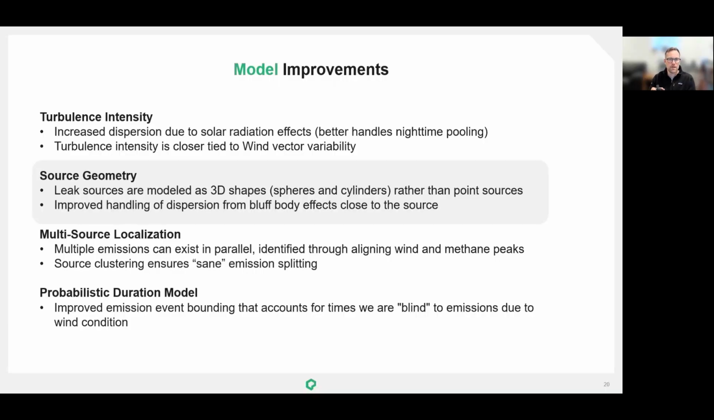So the next one is a little less intuitive, I'll say. In a perfect world, we'd have a full 3D model of a facility, and we'd run CFD, like I was saying, to simulate every little bluff body interaction and every leak's initial velocity and direction. But obviously, that's not practical.